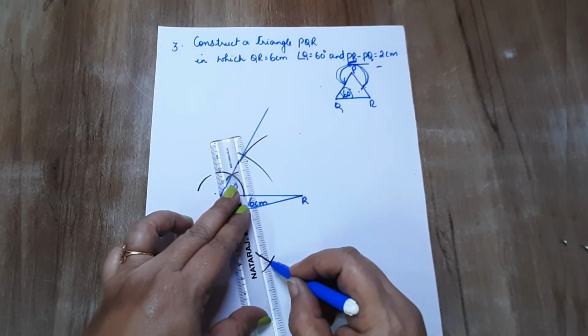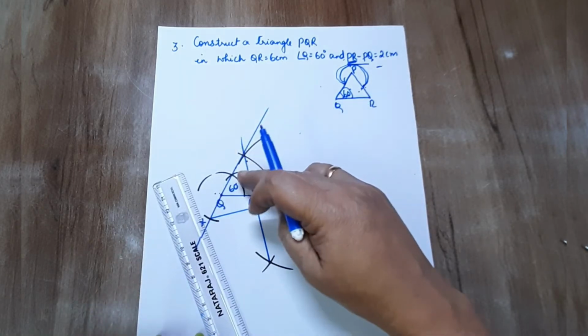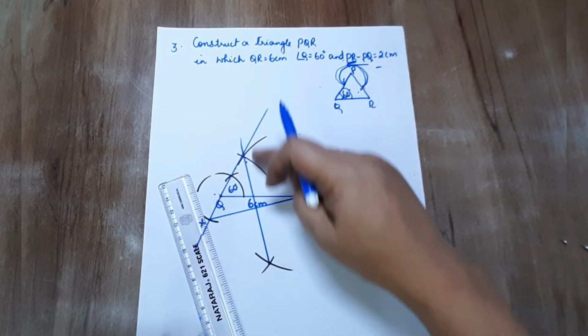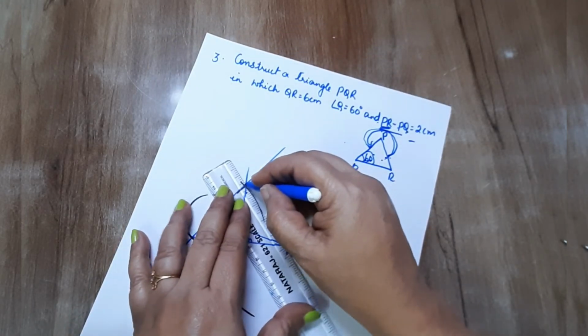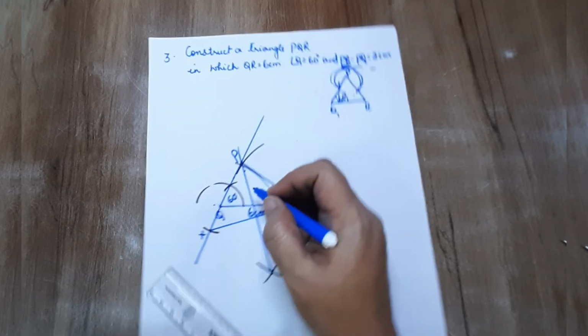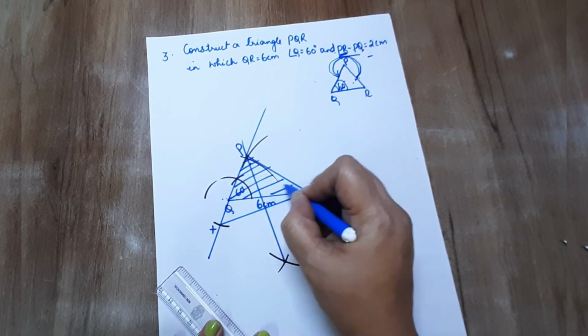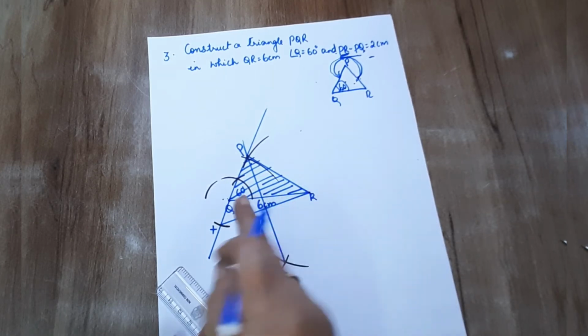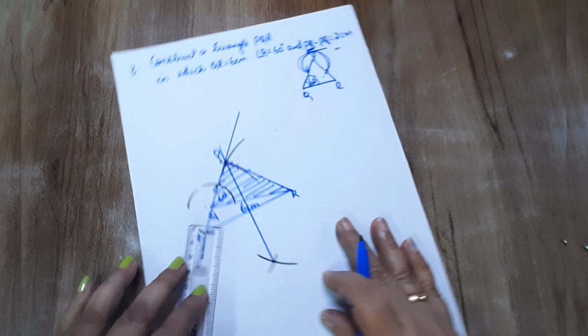So now when the bisector line and the angle line meet at a certain point, that point is your third vertex. Bring it down. So this point is P. So PQR is the required triangle. Don't go down here. This part is the required triangle PQR.